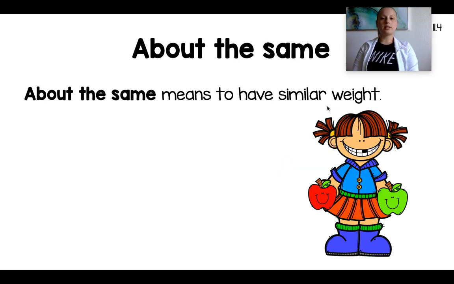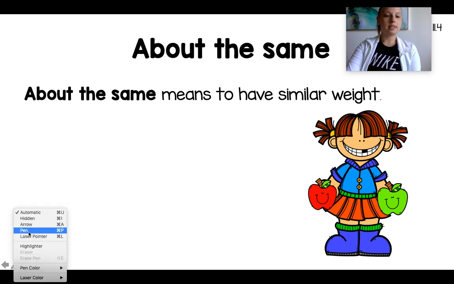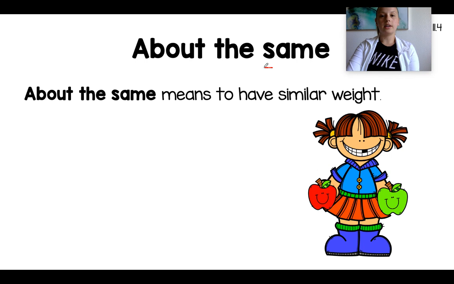We can also say about the same. The word same starts with the letter S. About the same. Look, there's a sneaky letter E. I forgot to tell you. Look, same. About the same means to have similar weight.